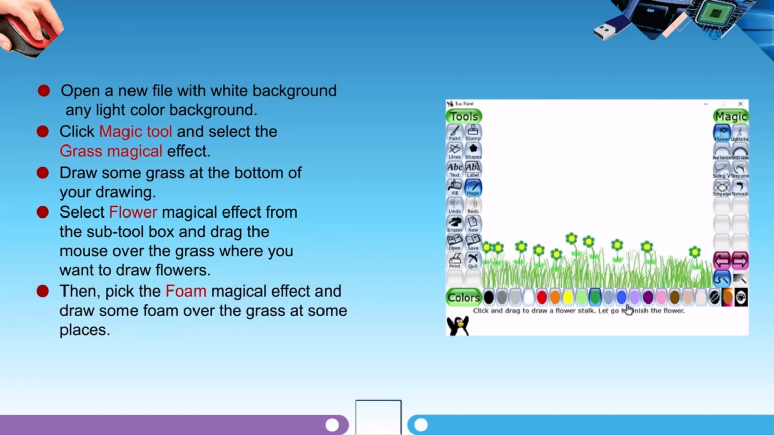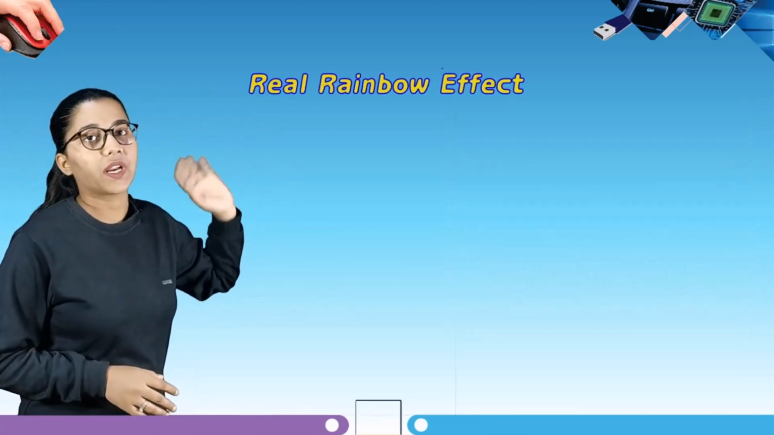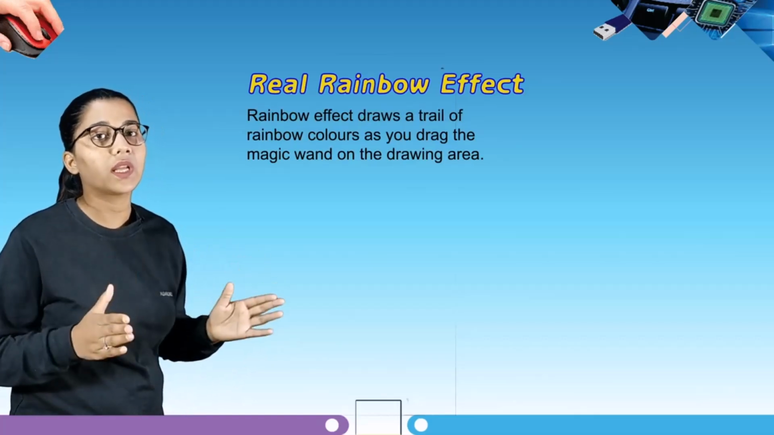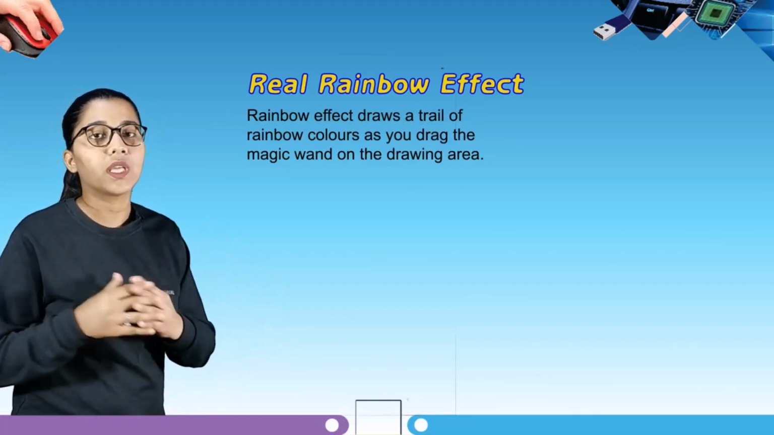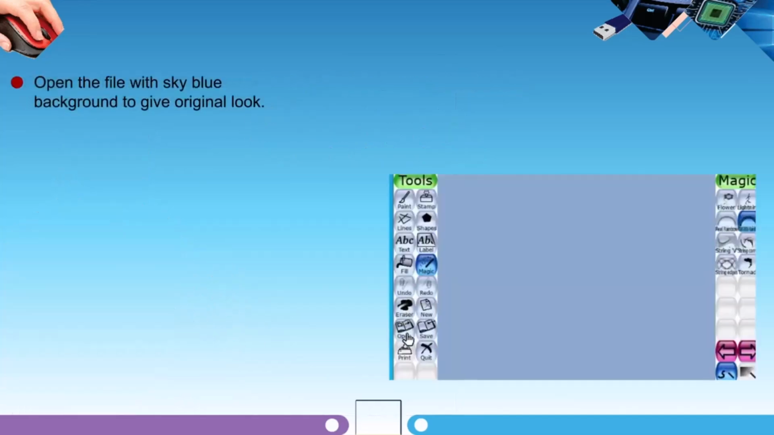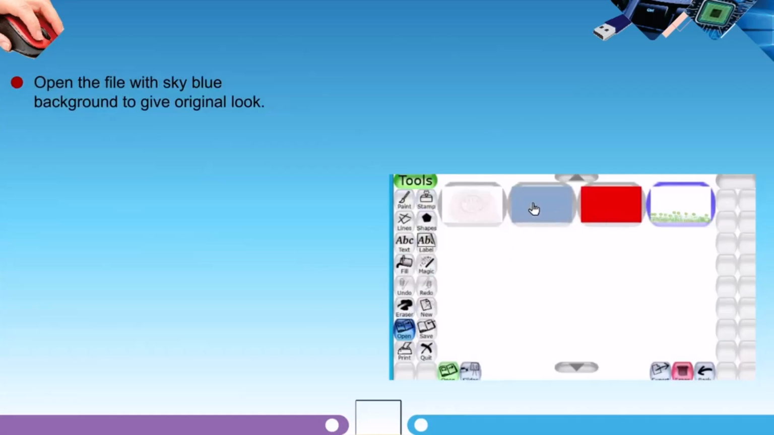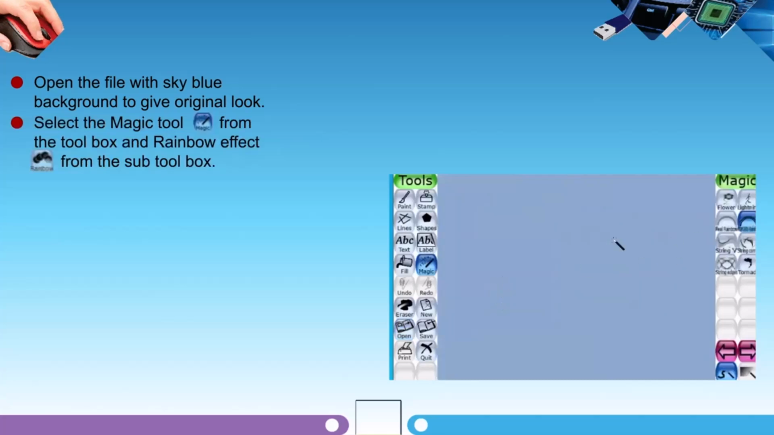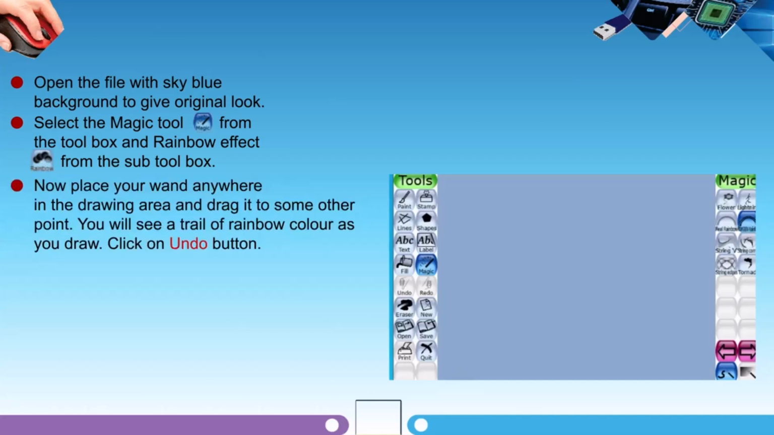Now students, our next topic is Real Rainbow Effect. Rainbow effect draws a trail of rainbow colors as you drag the magic wand on the drawing area. Now let's learn about the steps. Open the file with sky blue background to give original look. Select the magical tool from the toolbox and rainbow effect from the sub-tool box. Now place your wand anywhere in the drawing area and drag it to some other point. You will see a trail of rainbow colors as you draw.